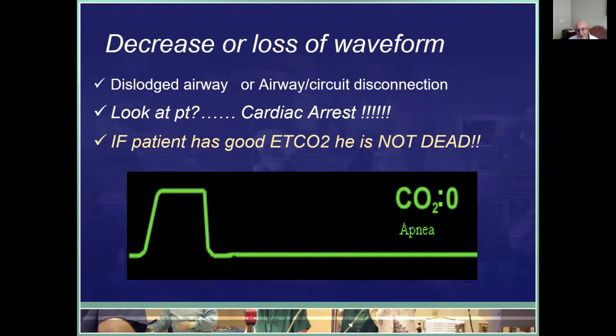On the contrary, if the patient has a good end-tidal CO2 and the patient's arrhythmia may be rapid, VTAC, etc., the patient is not dead and CPR does not need to be initiated unless the end-tidal CO2 is rapidly falling and is below 10, at which point one should initiate CPR.